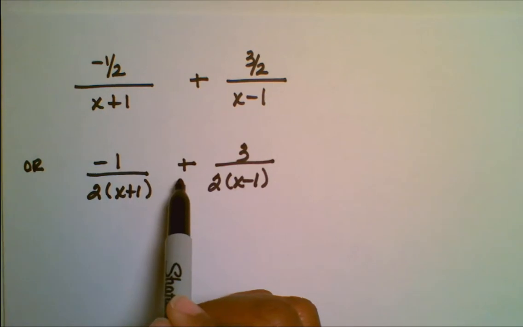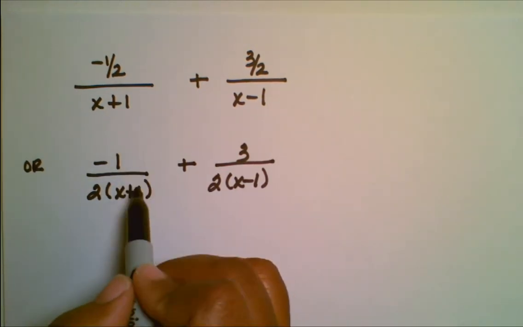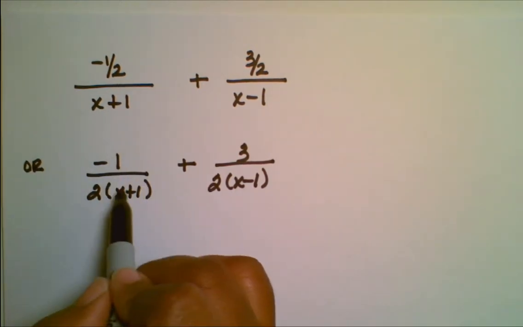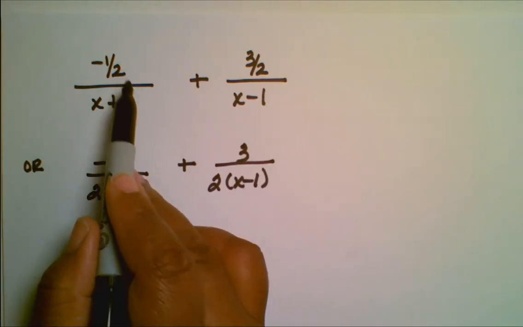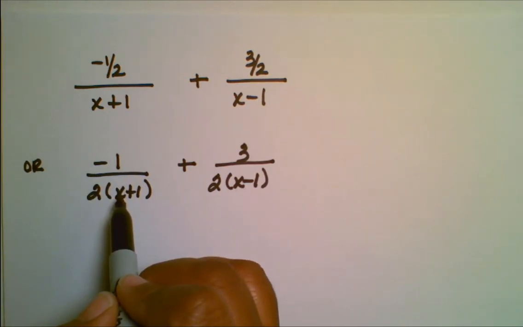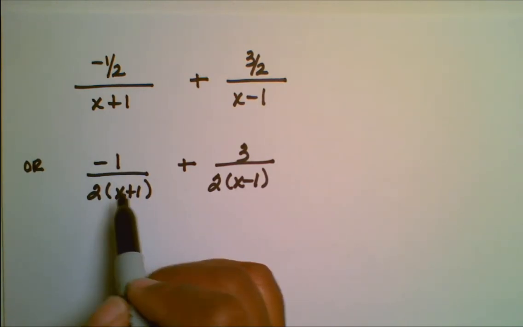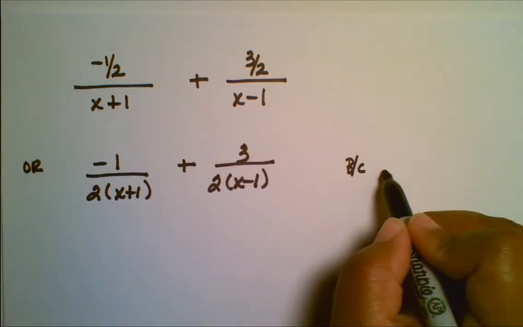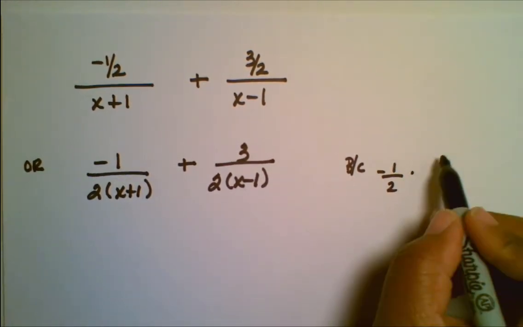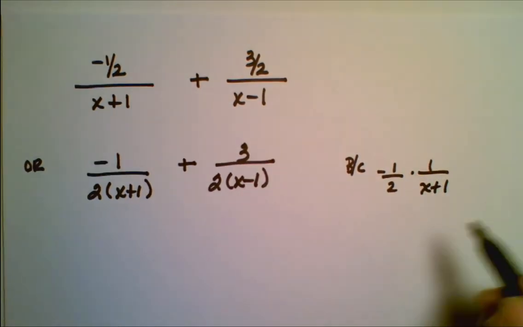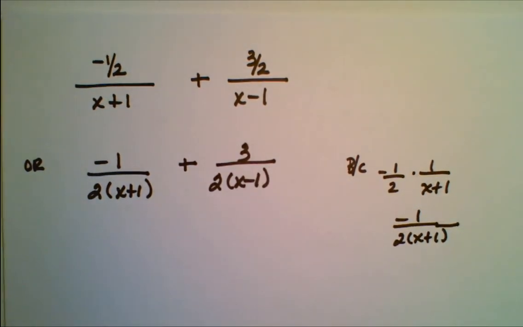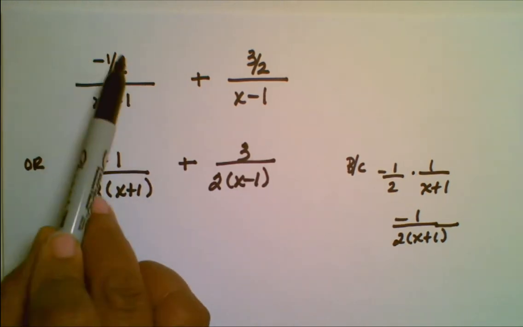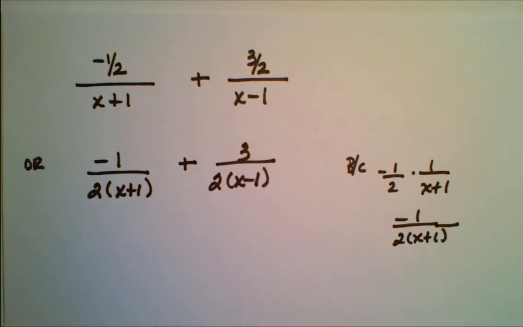Both answers are fine. I just want you to understand that if you're doing some book work and your answer is written without the fraction in the numerator, then this is what you will have to do. So that you understand, you're saying negative 1/2 times 1 over x plus 1. That's negative 1 over 2 times (x + 1). That's why you may see your solutions written without the fraction completely in the numerator.